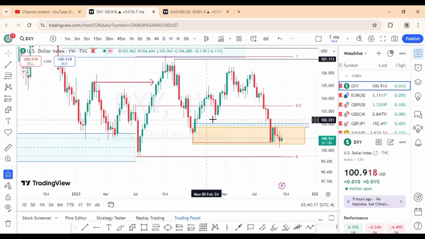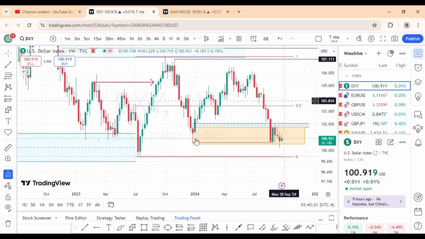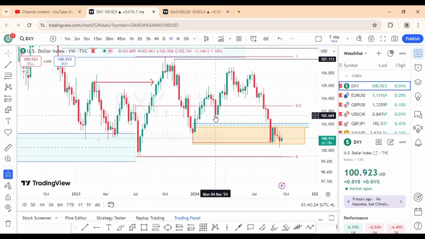Instead, price started breaking lows instead of making a new high, it started taking out lows, right? And then if you look at the seasonality chart, it suggests that the dollar is bearish for the whole of September, right? So just check out the seasonality chart on Equity Clock.